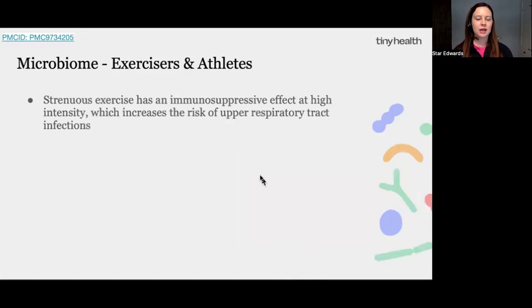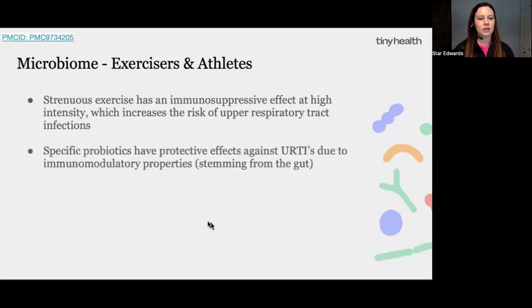Strenuous exercise has an immunosuppressive effect at high intensity, which increases the risk of upper respiratory tract infections. You have probably experienced this with your pro and elite athletes. They just get run down a lot, the stress, the training schedule, and they are more prone to have upper respiratory tract infections, maybe catch viruses, and just be sick more often.